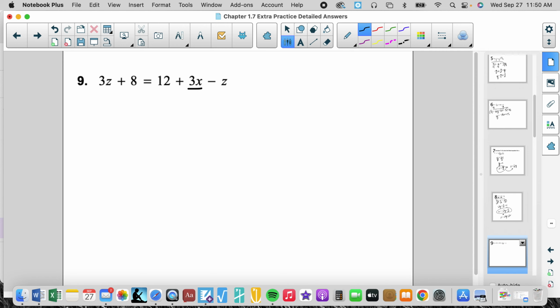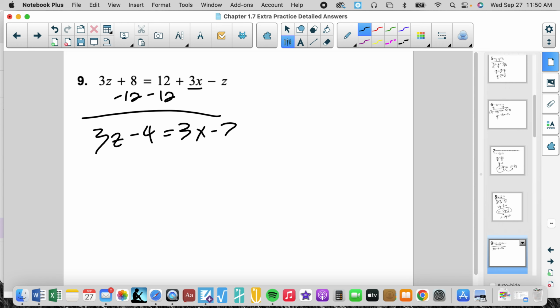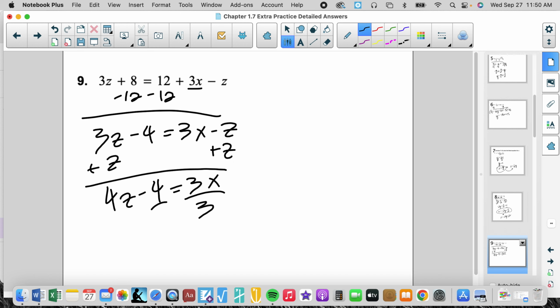We're solving for x, so I'm going to get rid of the 12 first. 3z minus 4 equals 3x minus z. And now I'm going to add z to both sides. That gives me 4z minus 4 equals 3x. I'm going to divide everything by 3, and that gives me 4/3 z minus 4/3 equals x.